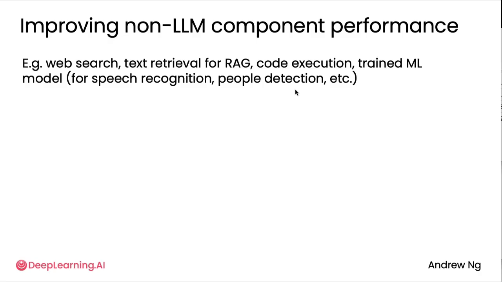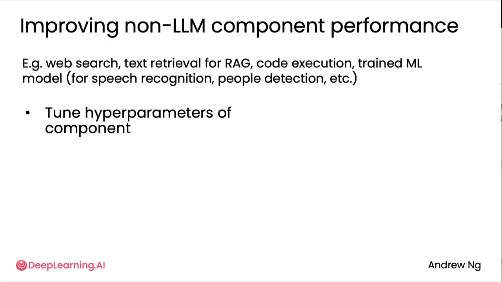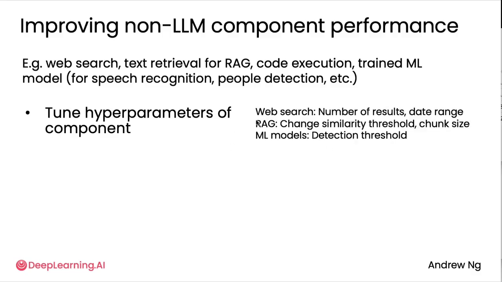So sometimes these non-LLM based components will have parameters or hyperparameters that you can tune. For web search, you can tune things like the number of results or maybe the date range that you ask the web search engine to consider. For a RAG text retrieval component, you might change the similarity threshold that determines what pieces of text it considers similar, or the chunk size. Often RAG systems will take text and chop it up into smaller chunks for matching. So those are the main hyperparameters you could use.